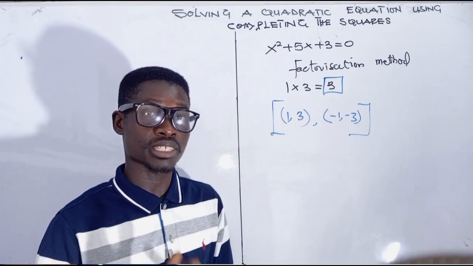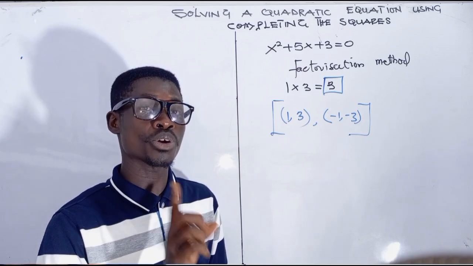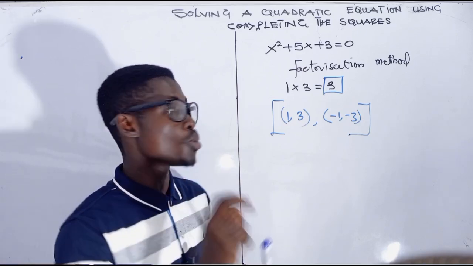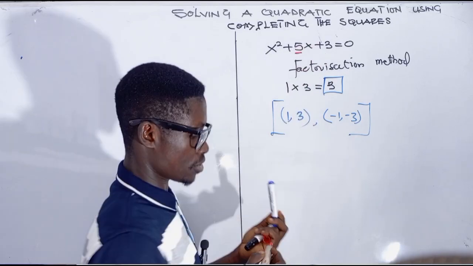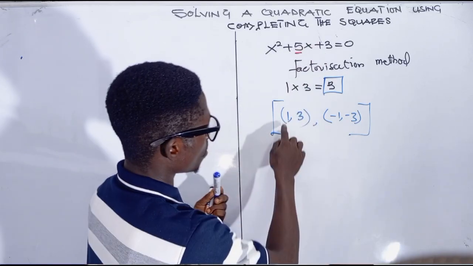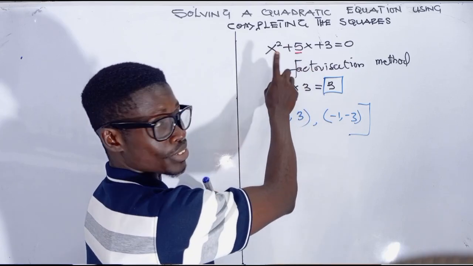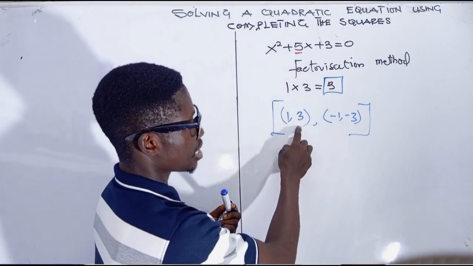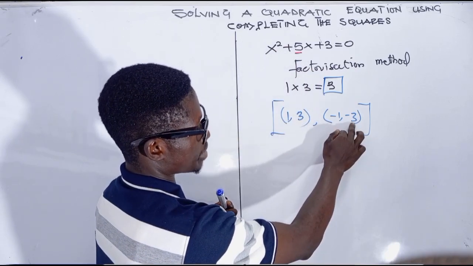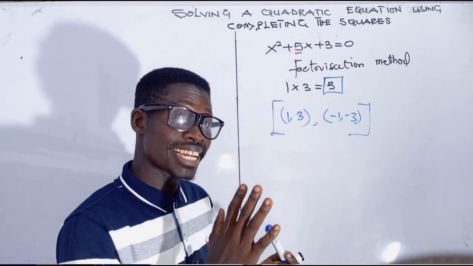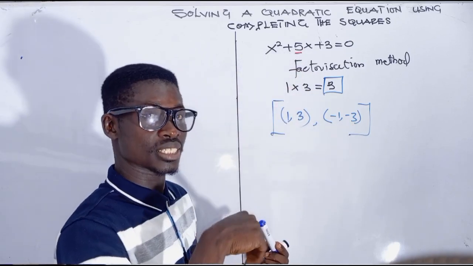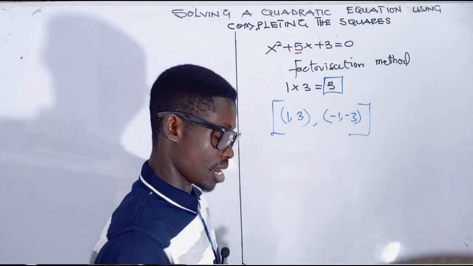Once we have these factor pairs, we look through to see which one of them, when we add together, will give us the coefficient of x, which is 5. So let's look through and see. 1 plus 3 will give us 4, and it is not equal to 5, so we can't use this. Now let's look at this. Minus 1 minus 3 will give us negative 4, and it is not equal to 5. In that case, we can't proceed to use the factorization approach.